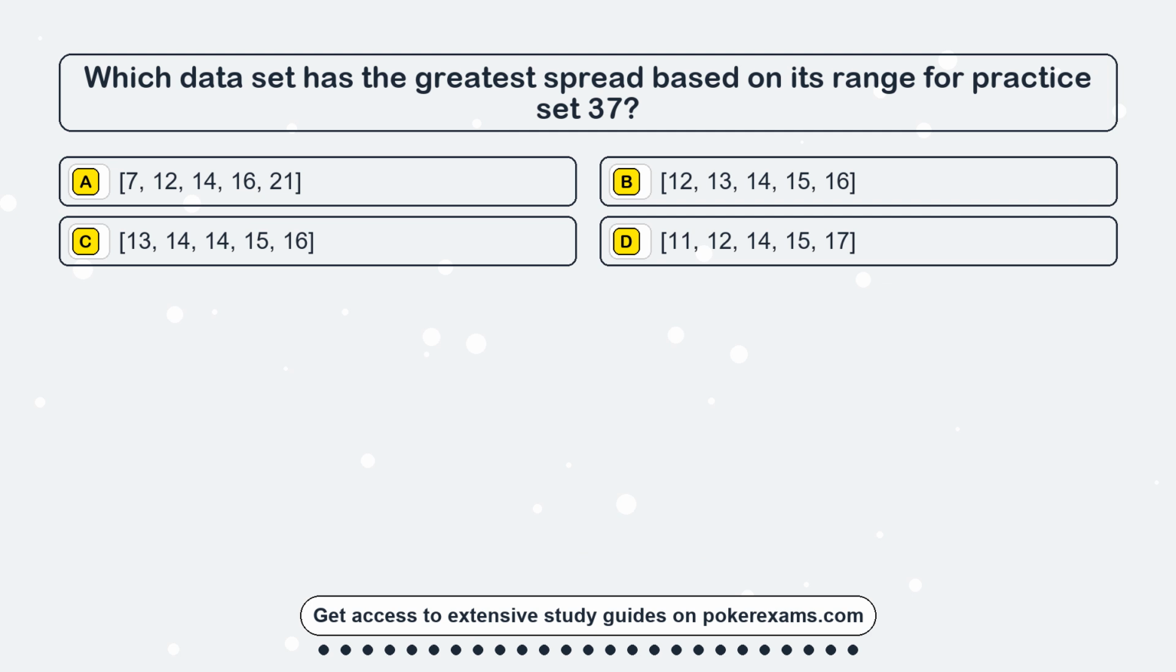Question 21. Which data set has the greatest spread based on its range for practice set 37? Option A 7, 12, 14, 16, 21. Option B 12, 13, 14, 15, 16. Option C 13, 14, 14, 15, 16. Option D 11, 12, 14, 15, 17.